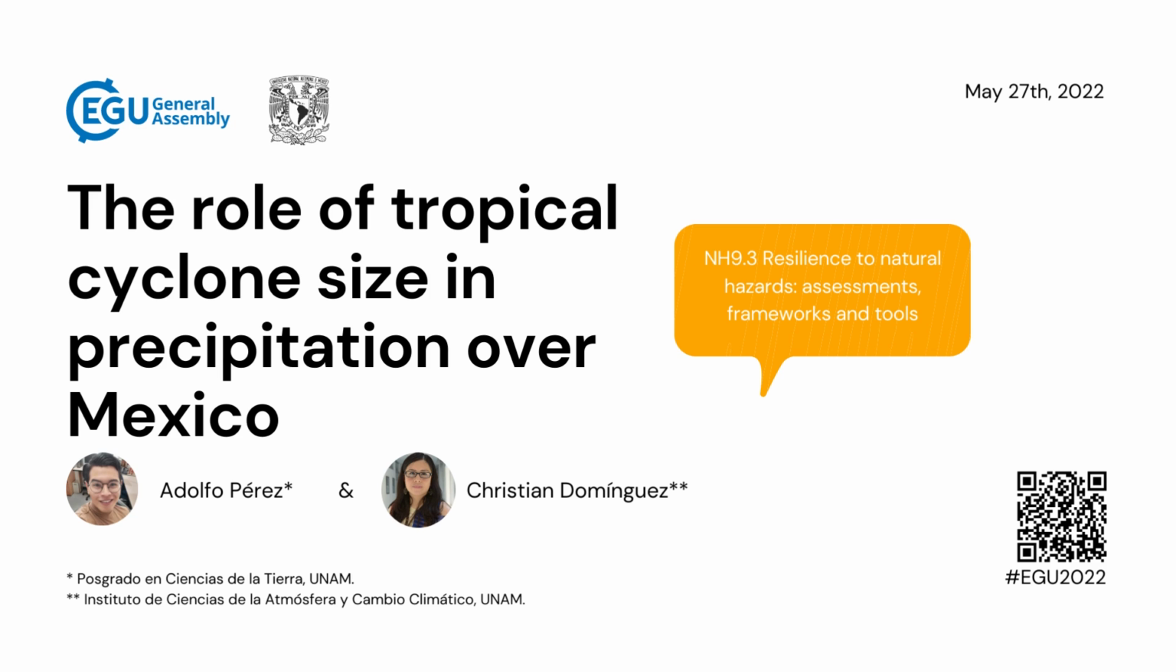My name is Adolfo Perez, and with my colleague and advisor, Dr. Cristian Dominguez, we developed this project named The Role of Tropical Cyclone Size in Precipitation over Mexico. This presentation is part of the EGU General Assembly 2022.